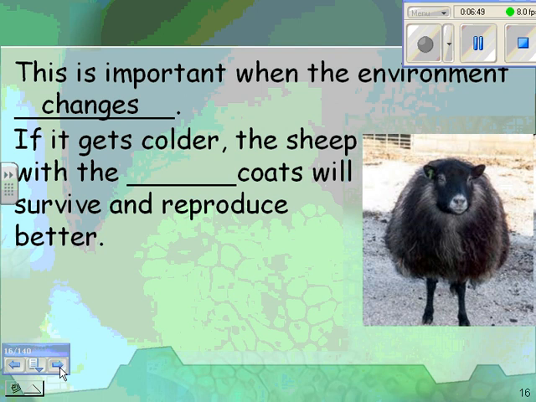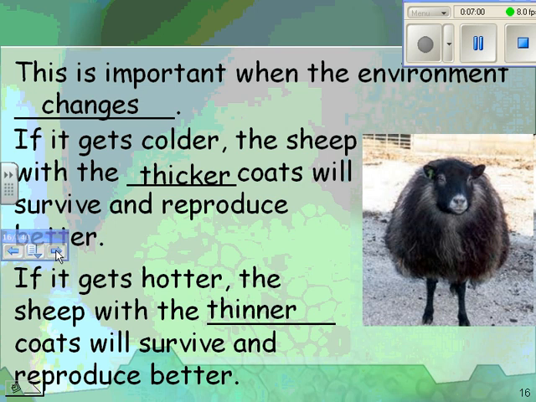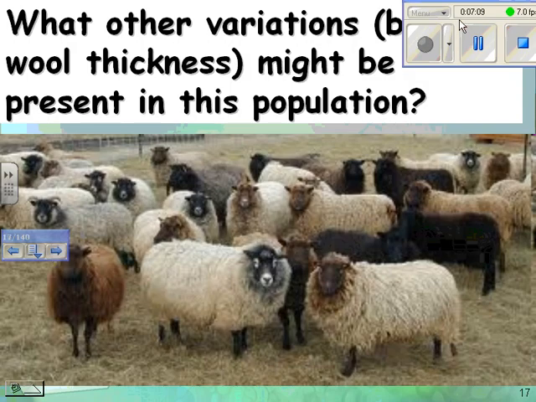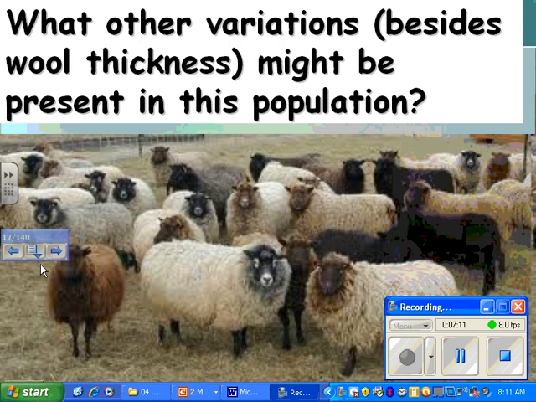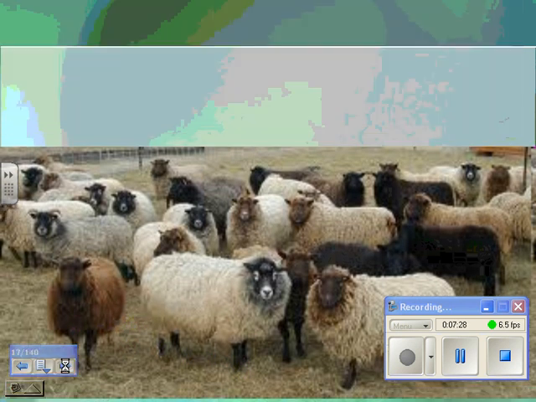If it gets colder, for example, the sheep with the thicker coats will survive and reproduce better. However, if it gets hotter, the sheep with the thinner coats will survive and reproduce better. Apply that to every kind of pressure, not just the temperature getting hotter or colder, but viruses, fungi, whatever. So what other variations besides wool thickness might be present in this population? We mentioned a bunch. There could be stuff like thickness of hooves and how well they do in a moist environment with fungal infections. Could be which one has an immune system that fights off viruses very well.